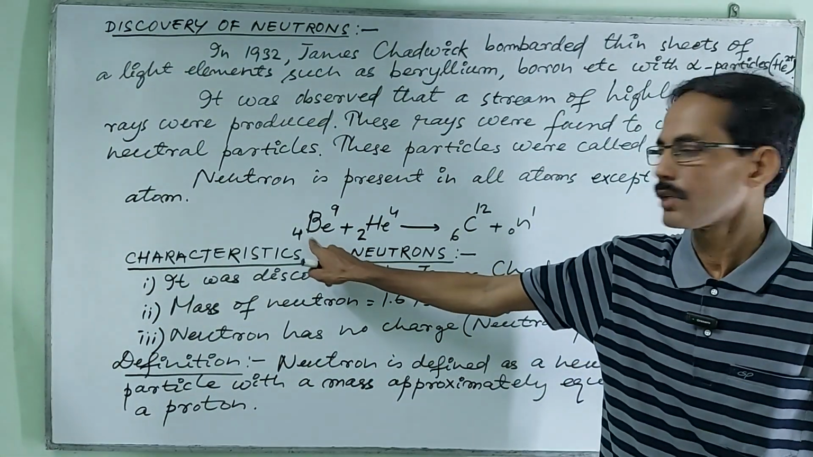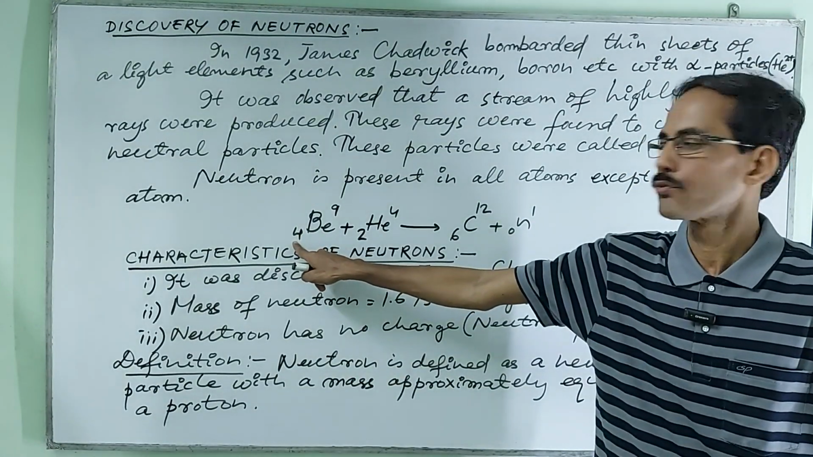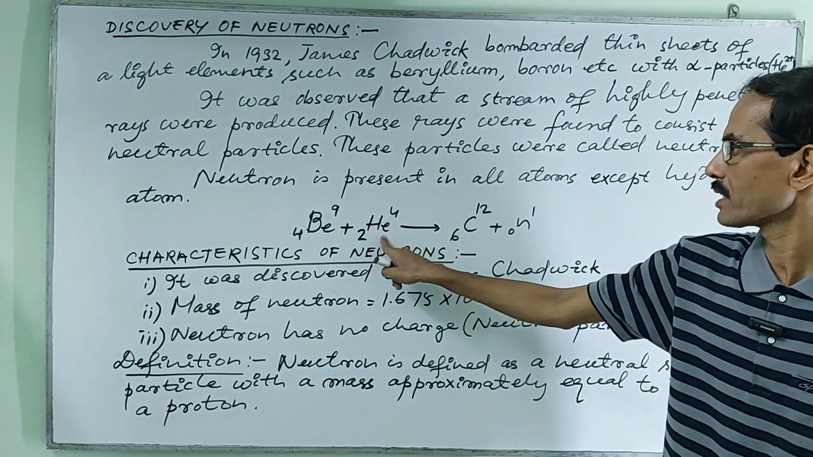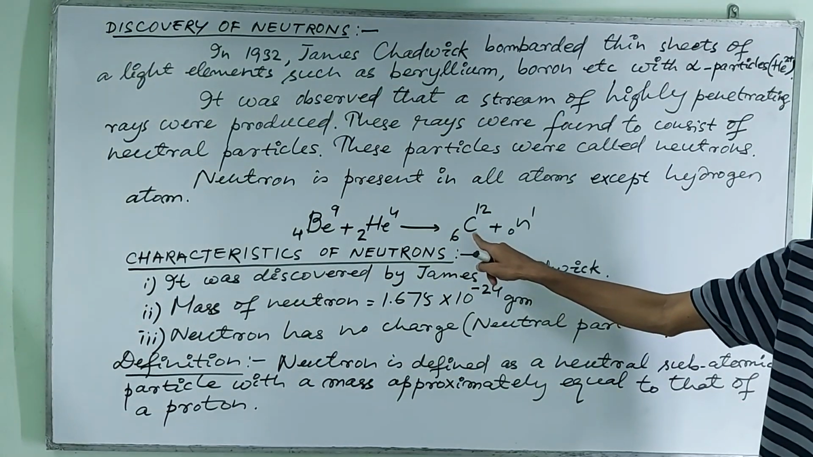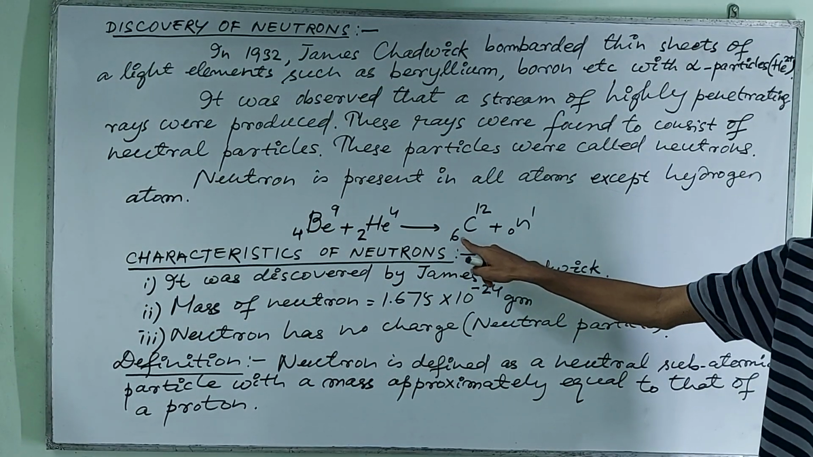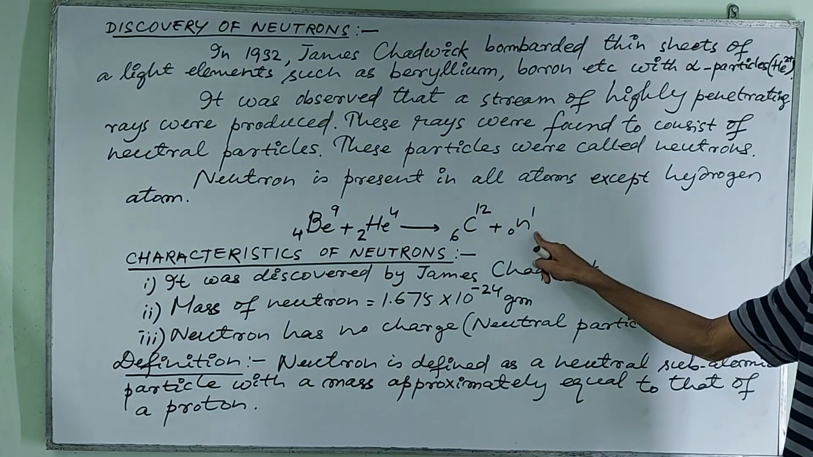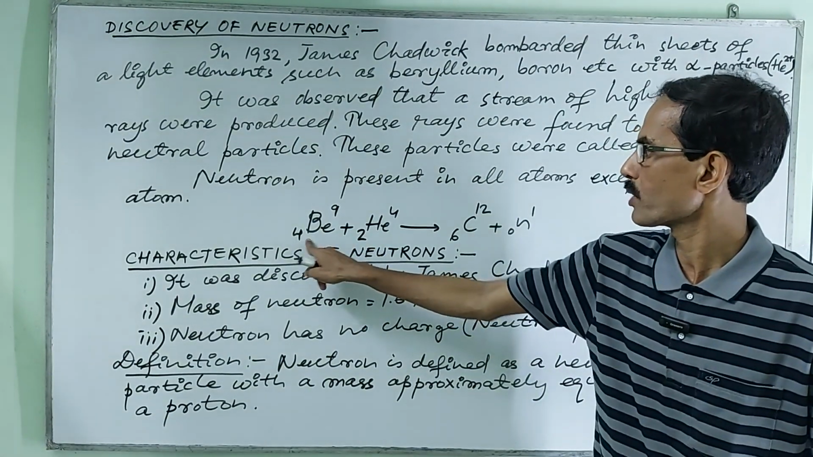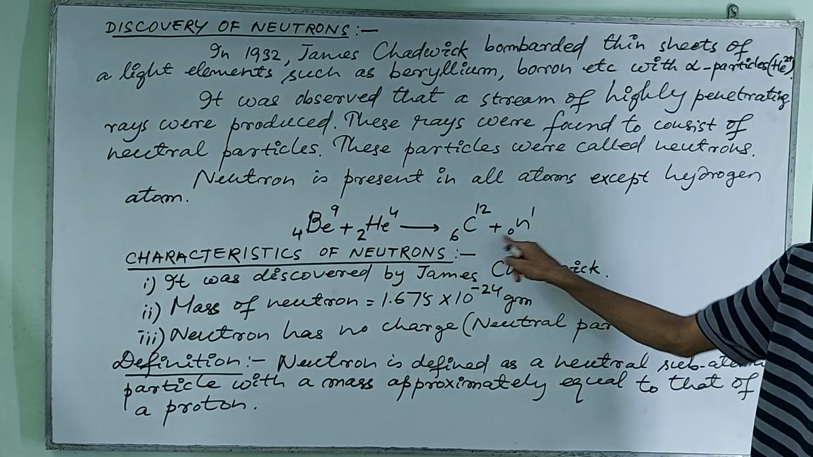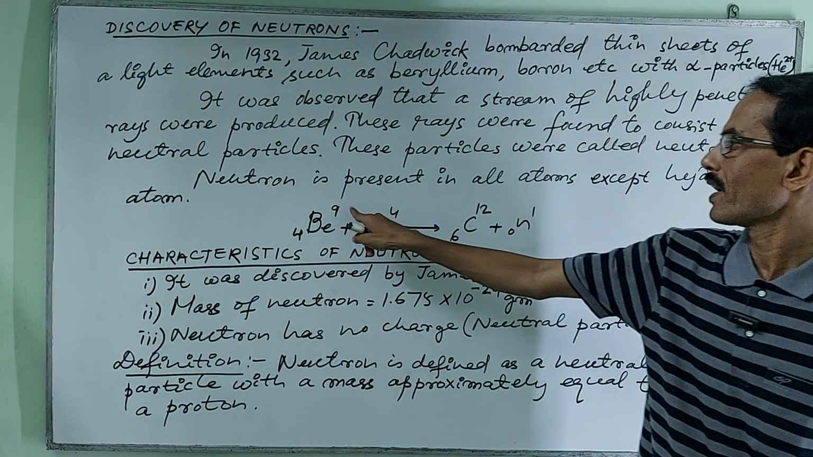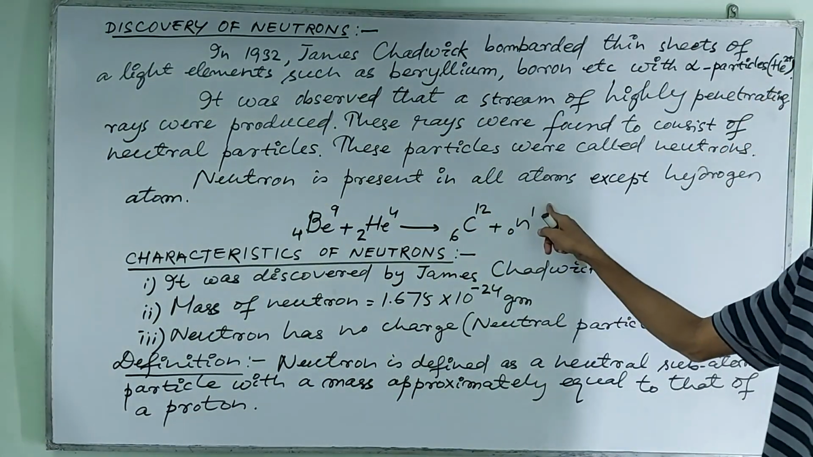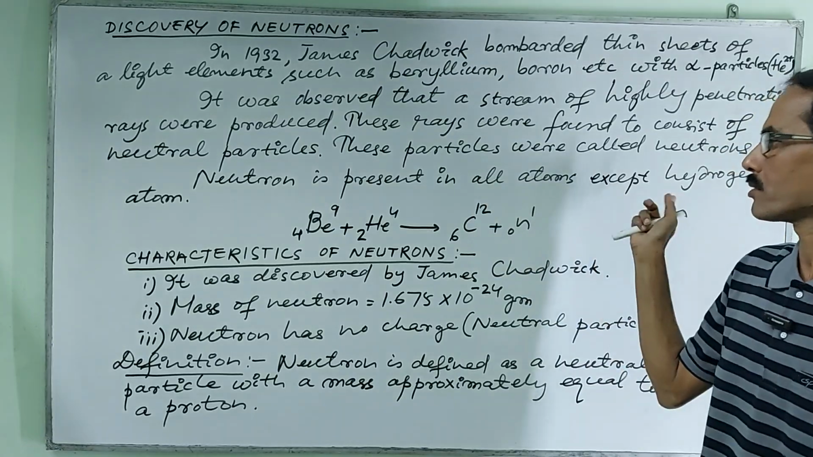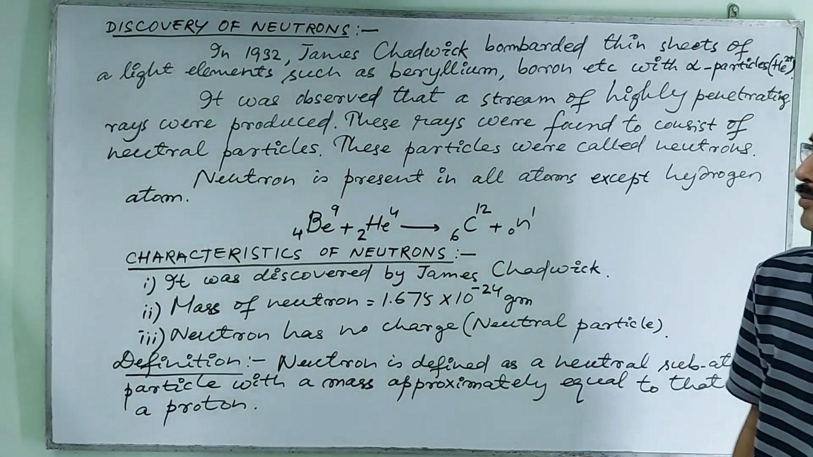When beryllium, whose atomic number is 4 and mass number is 9, is bombarded with a helium nucleus, that is an alpha particle, what is formed? Carbon, whose atomic number is 6 and mass number 12, and 1 neutron are produced. If you add the atomic numbers, 4 plus 2 is 6, and 6 plus 0 is 6. Adding the mass numbers, 9 plus 4 is 13, and 12 plus 1 is 13. This side equals this side.